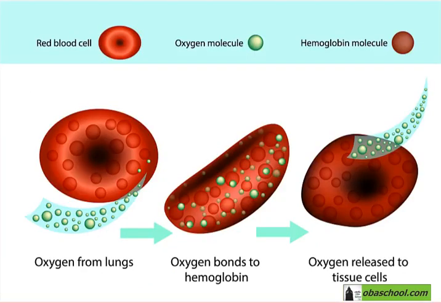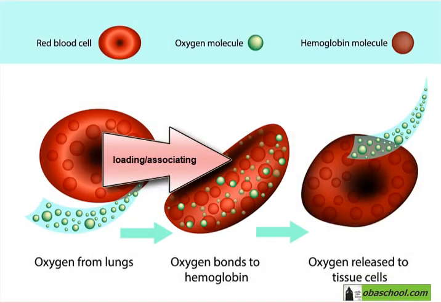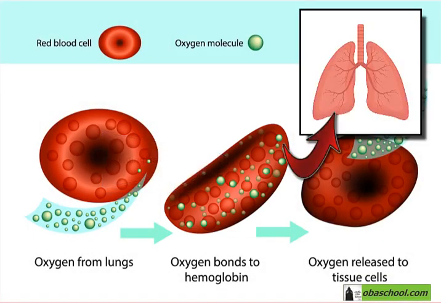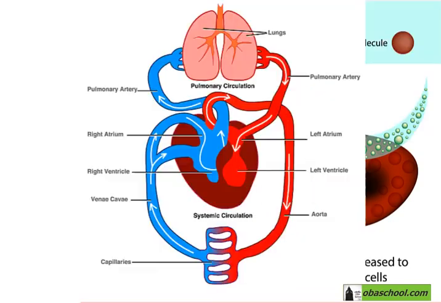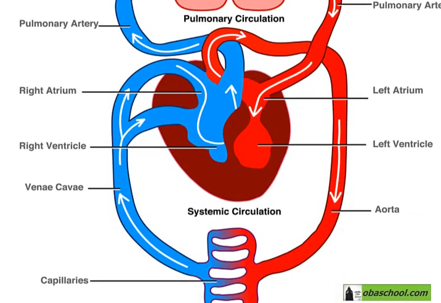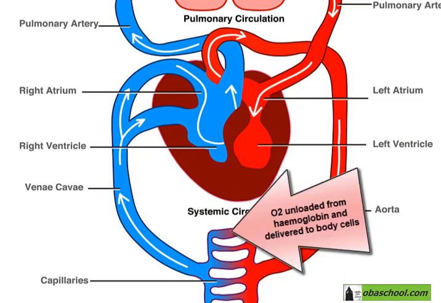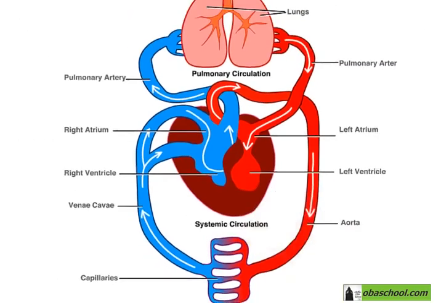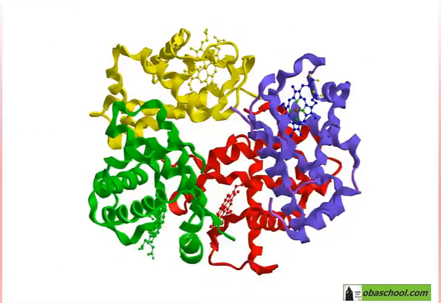So when hemoglobin binds with oxygen, we call this loading or associating. This is what happens at the level of the lungs. And then this blood that is loaded with oxygen will go to the rest of the body and give this oxygen to the rest of the body by unloading or dissociating. So now the oxygen is no longer bound to the hemoglobin and it can leave the blood and go to the body cells. This is at the level of the tissues.